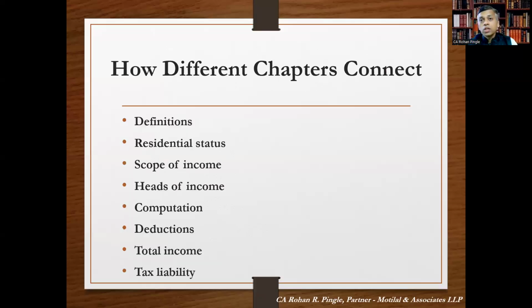How different chapters are connected, like definitions, residential status, scope of income, heads of income. Let us see how one chapter naturally flows into another. Suppose an individual receives salary from a foreign employer. Can we immediately calculate tax? No, not at all. We first determine whether the individual is resident or non-resident as per the respective provision under the Income Tax Act 2025.